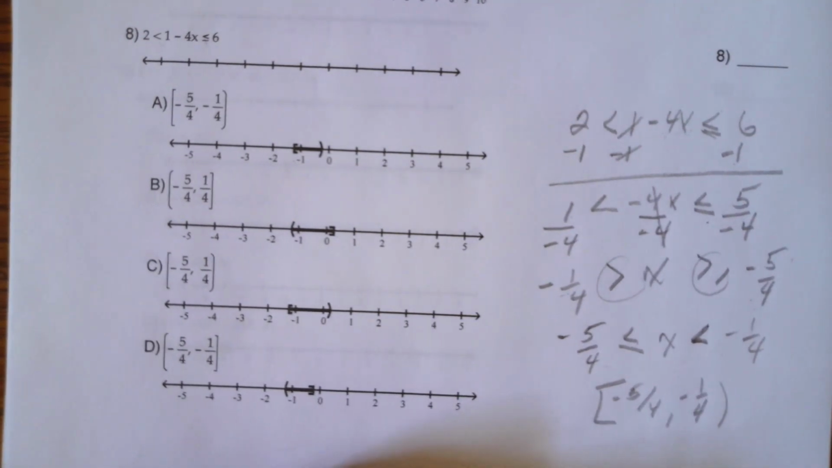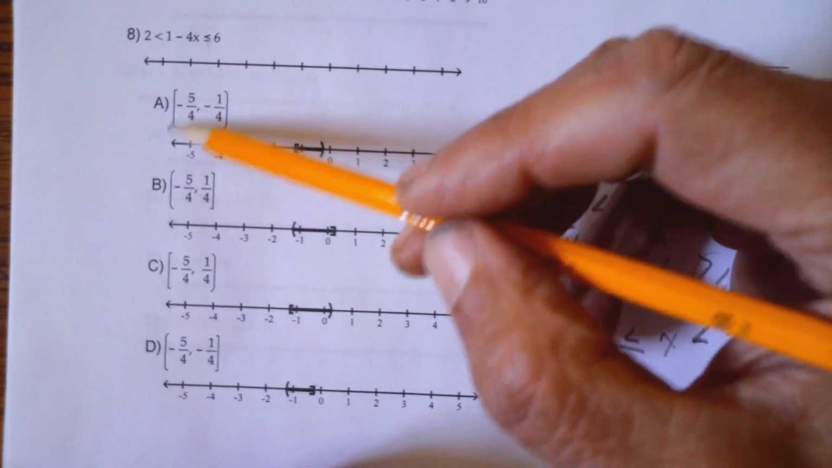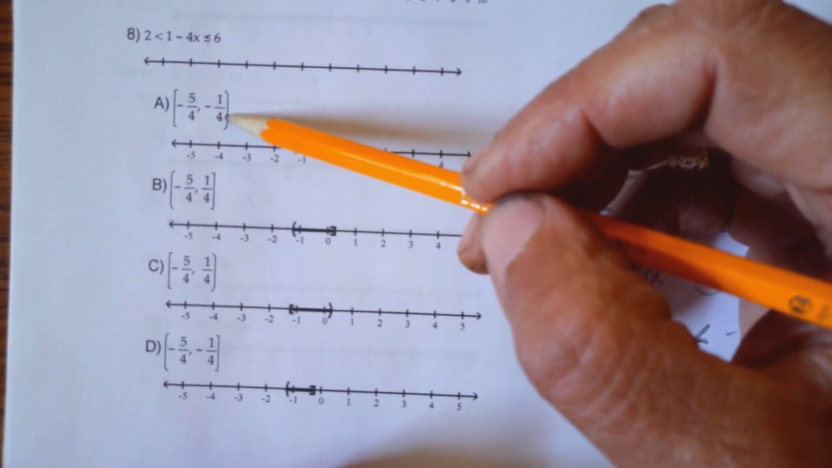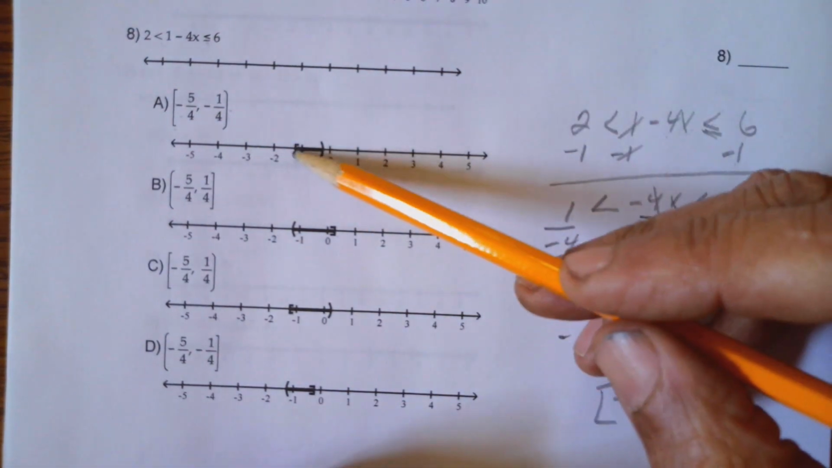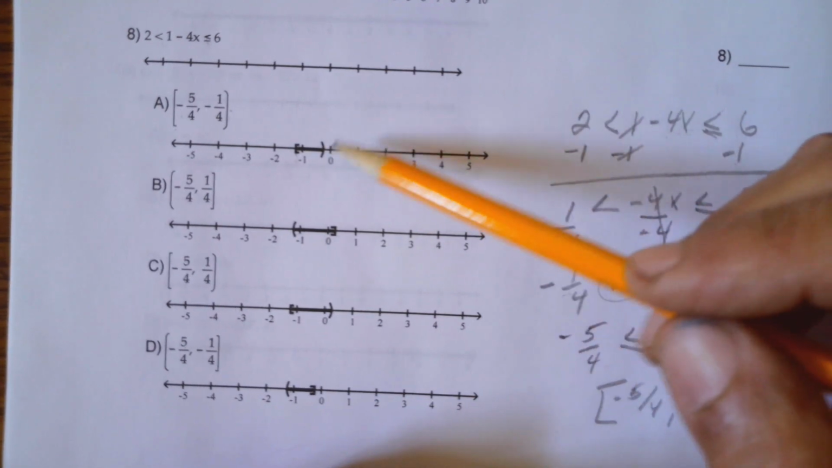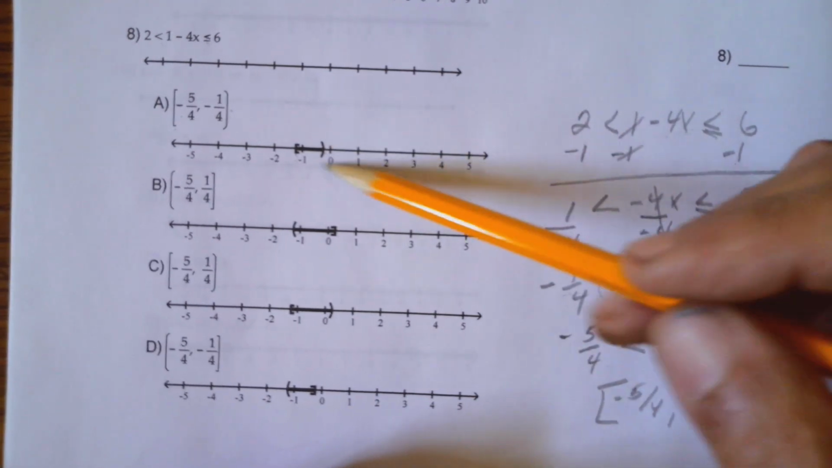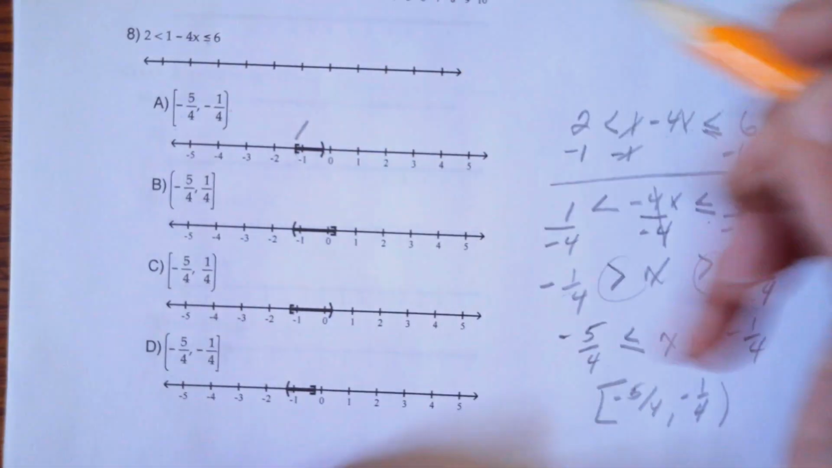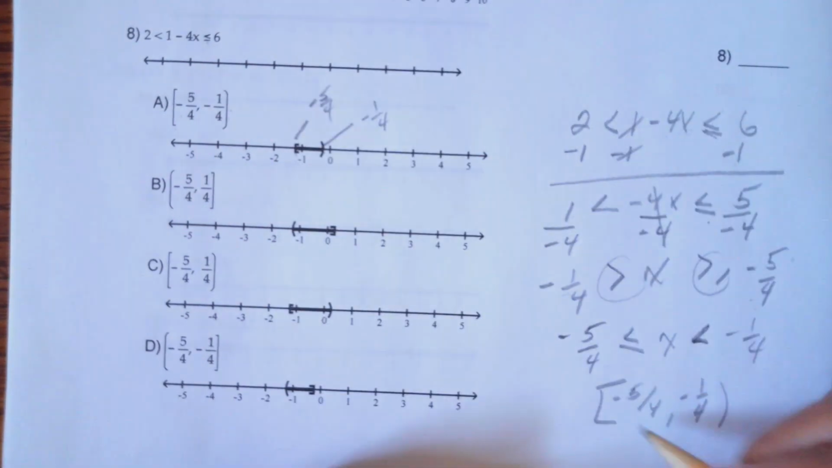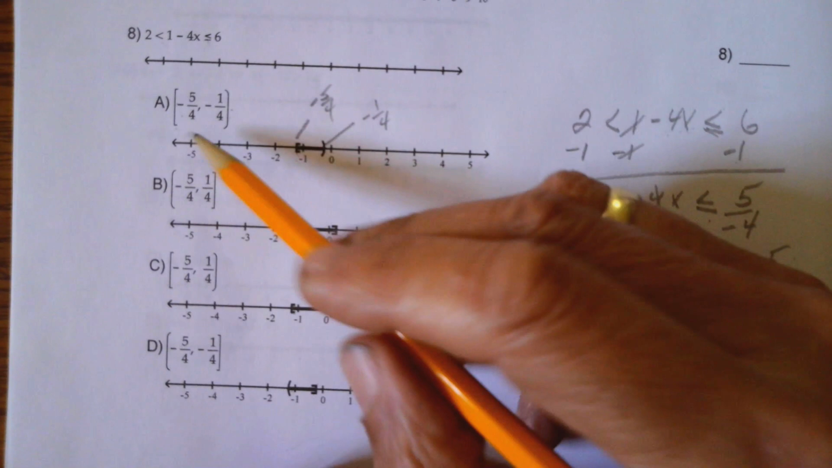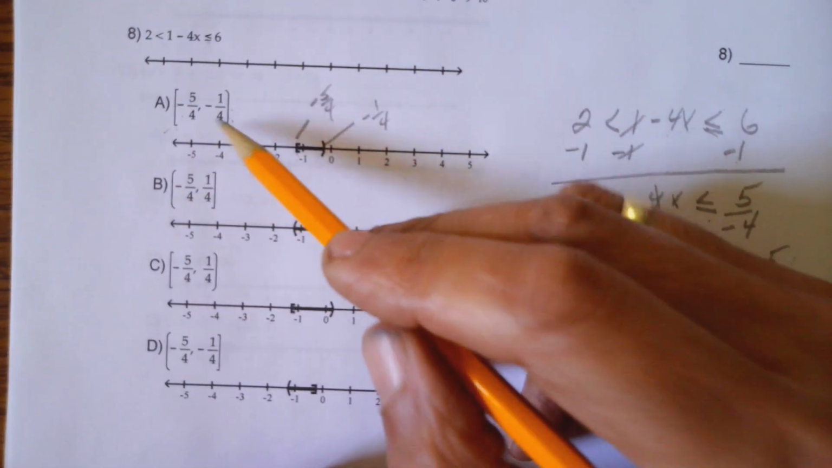All right, so this is number 8. He's got this. All right, it's hard to see here, but that is a bracket and that is a parenthesis. That's a little tough to see. That is a bracket and that is a parenthesis. Everything between a negative 5/4 and a negative 1/4. So right there, that's a negative 5/4, and that guy right there is a negative 1/4. So a bracket and a parenthesis, a bracket and a parenthesis.